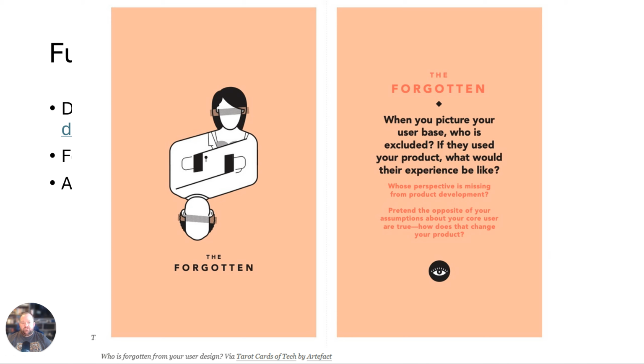So the forgotten. When you picture your user base, who isn't in it? We'll talk a little bit about persona development later. But as you're developing personas, which personas aren't there? And if you pretend the opposite of your assumptions about your core users, what does that do? It doesn't mean you have to blow up your product and create something totally different, because it's okay to create products for certain types of folks. But this is an important question to ask yourself as part of the design to ensure you don't create something horrible.